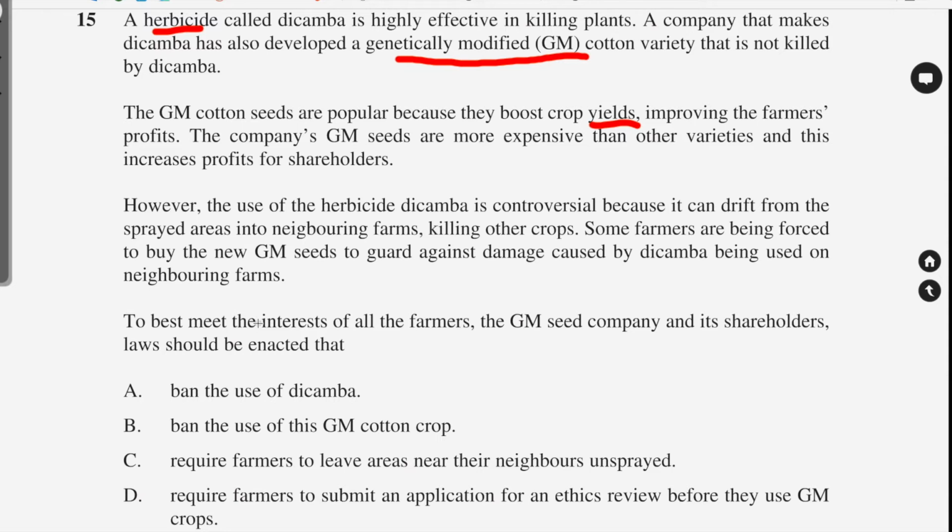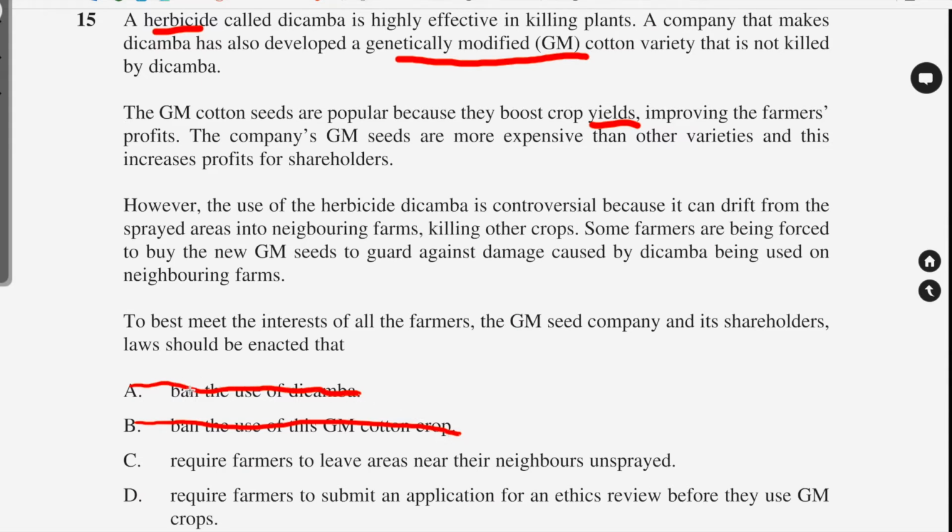Now, if we look through each of the answers here, first one, to ban the use of dicamba, which is the herbicide, that's not necessarily going to work because, as it says there, it's very effective, and one of the things that a lot of people have is that things like herbicides, new ones need to be developed because they potentially lose resistance over time. Ban the use of the GM cotton crop. Now, banning the use of this cotton crop isn't necessarily going to help anyone. So in this case here, banning the cotton crop really isn't something that we need to really think about.